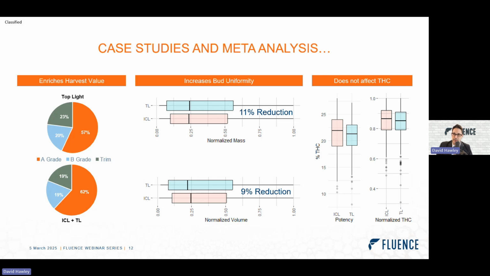So to recap, this is just saying you get more uniform bud throughout your canopy and throughout your plant if you use intercanopy in addition to top light. And last but not least, we just wanted to call attention to the fact that whether you use top light and intercanopy or top light alone, your average THC concentrations are unaffected. So you don't have to worry about that.